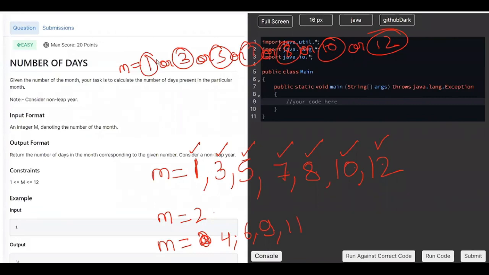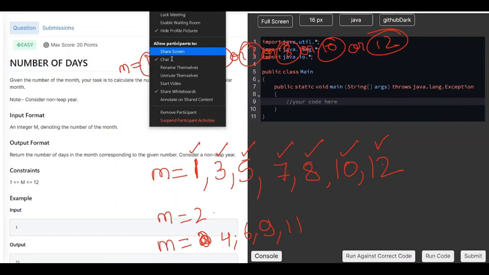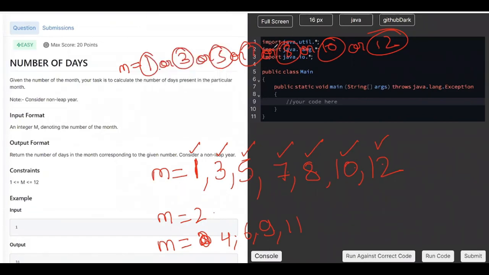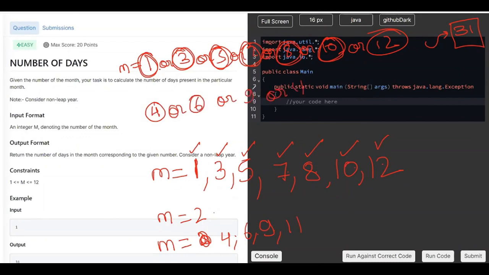So let me try to write the code, and then it will make more sense, right? So I am claiming that, boss, if the month is 1 or 3 or 5 or 7 or 8 or 10 or 12, then my answer will be 31 days. Okay? Now suppose your month is not any of these. I discarded month numbers 1, 3, 5, 7, 8, 10, 12. Then I can check, okay, if the month is 4 or 6 or 9 or 11, if you are looking at any one of these 4 months, then your output will be 30 days.